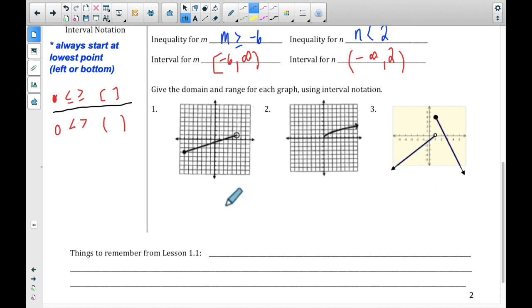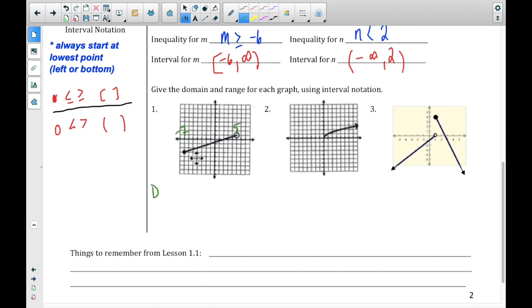Okay, let's look at this example. These are a little bit tricky because we're dealing with domain and range, and we want intervals. So there's kind of a lot going on. And the graphs weren't numbered for us. So take a second to count off and see how far away these things are.